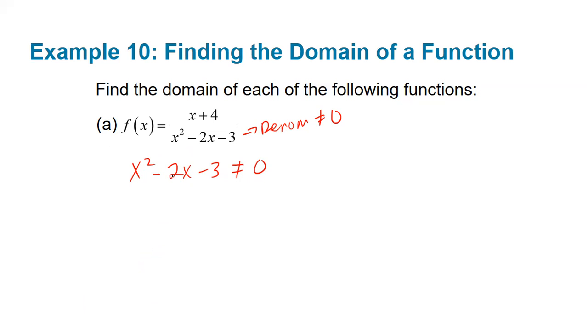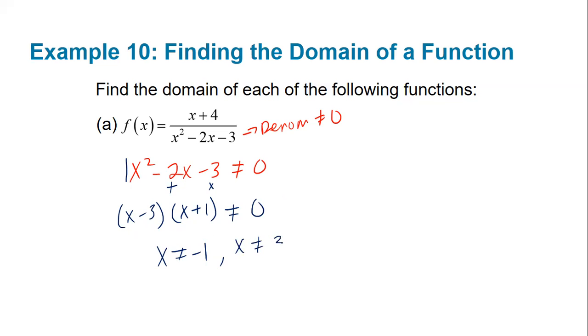Okay, with mental math, because my leading coefficient is a 1, all I'm doing is asking myself what multiplies to give me -3, but adds to give me -2. So what two numbers? A -3 and a +1. And that's what I'm solving for. So what can x not be? x cannot be -1 and x can't be 3. And those are my domain restrictions.